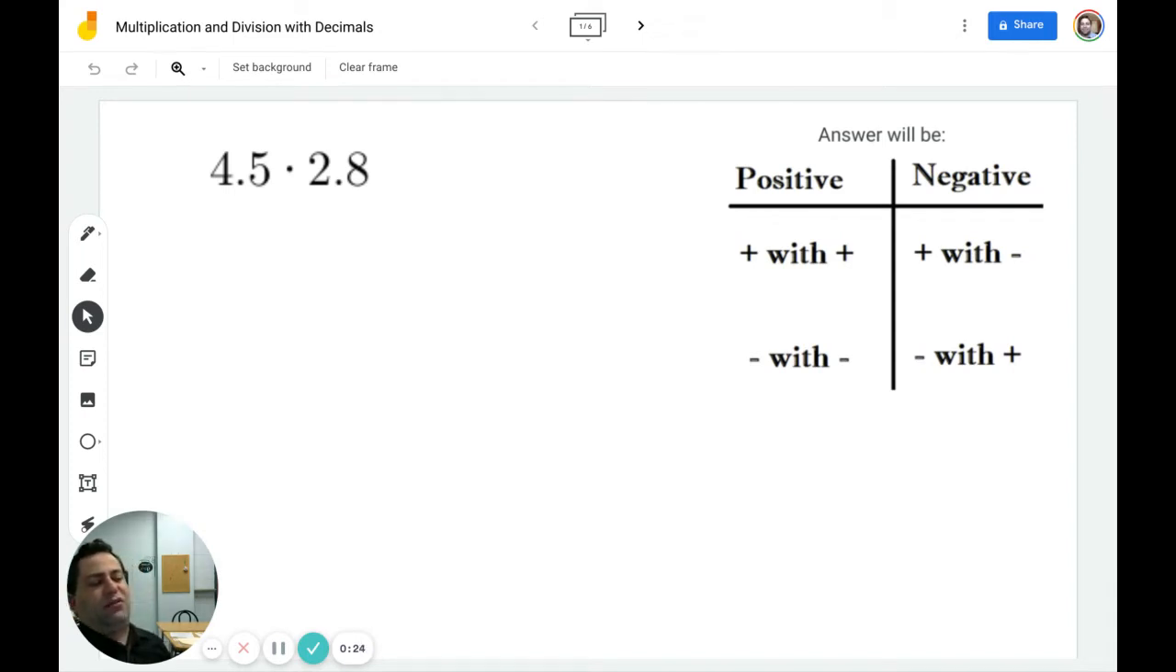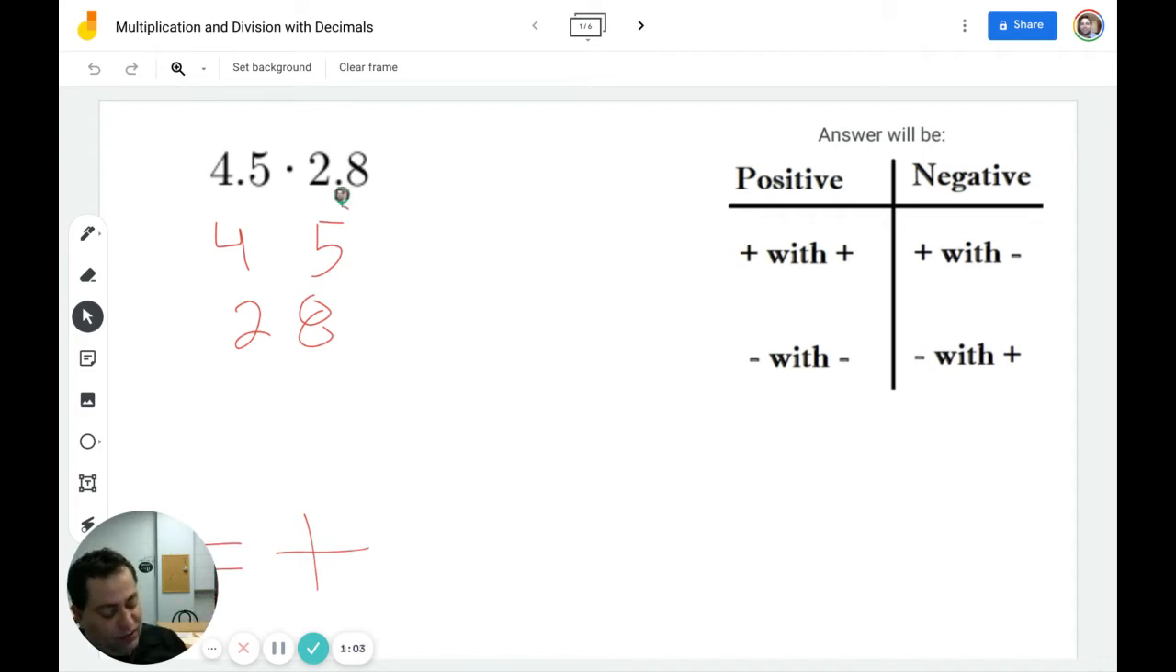In number one, we have positive 4.5 times positive 2.8. Well, positive times a positive is going to be a positive. From here, my recommendation for multiplying decimals would be to actually ignore the decimal point, at least initially. So if we treat this problem as 45 times 28, we can get the numbers in the right order. So for example, we're going to multiply this the same way we multiplied integers in the last video.